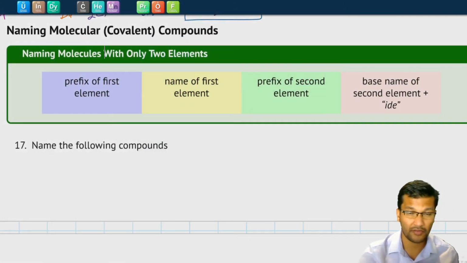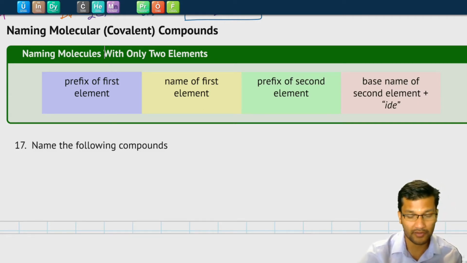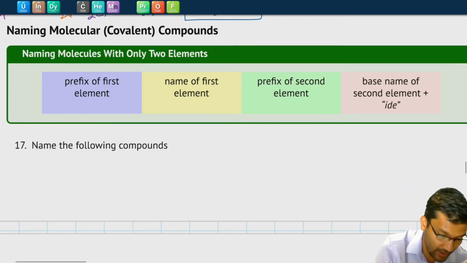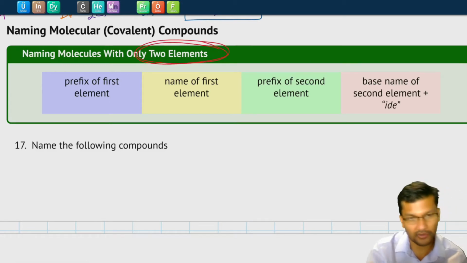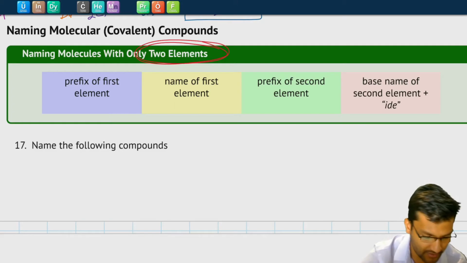As always, you can follow along in our Chapter 2 workbook. Now, instead of naming all the covalent compounds in the world, we're just going to stick to compounds with two elements. That's going to make things easier as you go along learning about organic compounds and all that good stuff. You'll learn about how to name more complex compounds.